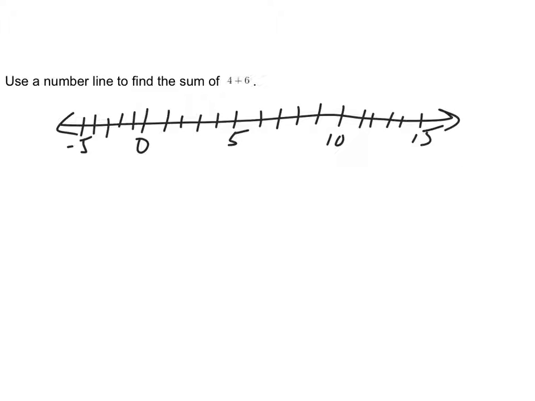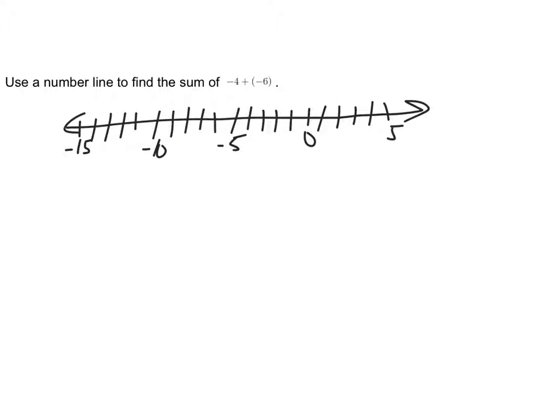Okay, we're going to use the number line to find the sum of 4 plus 6. We always start at 0. The first thing we do is start at a positive 4. I need to go to the right 4 because it's a positive. Now I'm here, and next I'm going to add 6. It's a positive 6, so I'm going to keep moving 6 to the right. 1, 2, 3, 4, 5, 6. And I go right here. This is my end. I would get 10 as an answer.